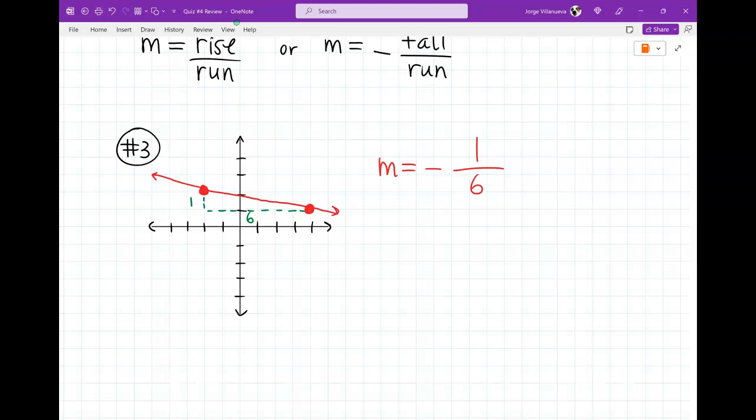Okay? So are we good with this? If it's positive, you move up and to the right. If it's negative, you move down and to the right. Okay? All right.